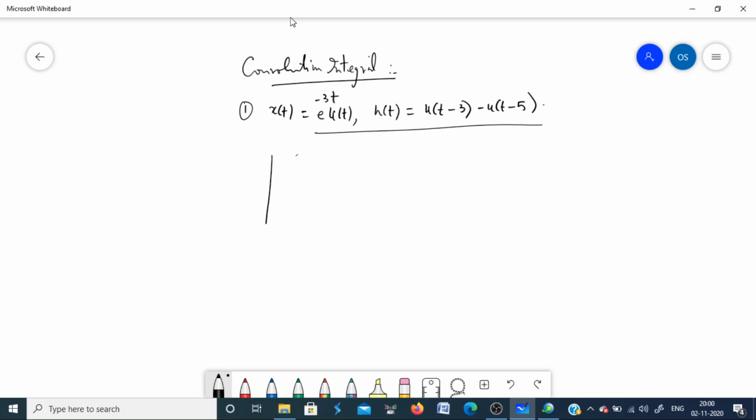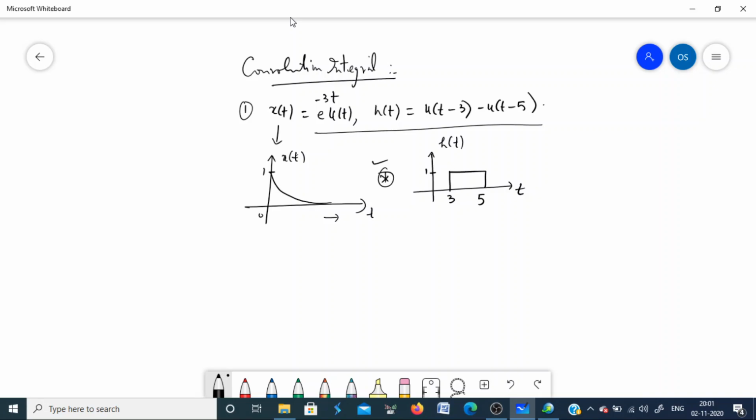So if you plot them, this is an exponential function, a decaying function x(t). At t equal to 0 it is 1, and as t extends to infinity it drops to 0. And this function, sorry, h(t), this is u(t minus 3) minus u(t minus 5), so it is basically a rectangular pulse between 3 to 5. It is 1, else it is 0. You have to find their convolution.